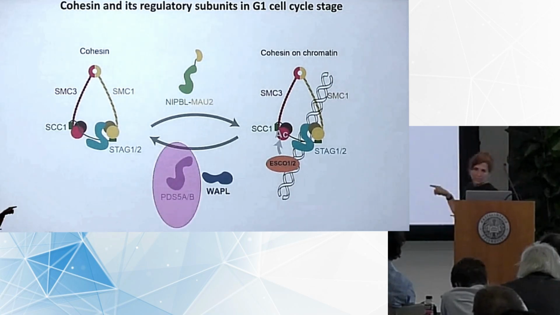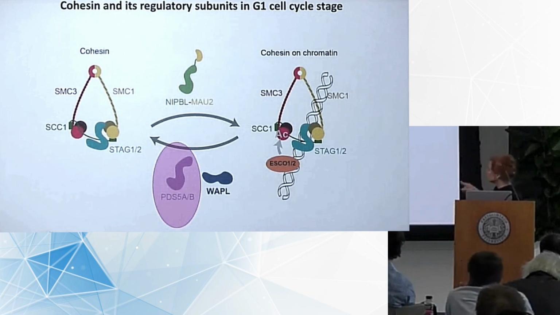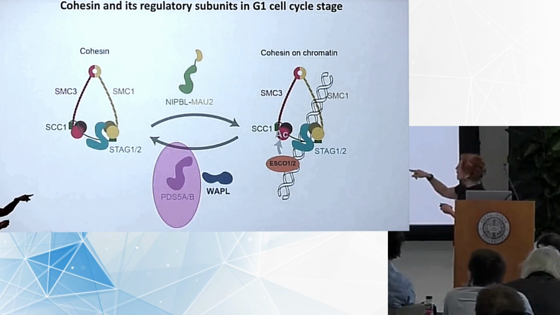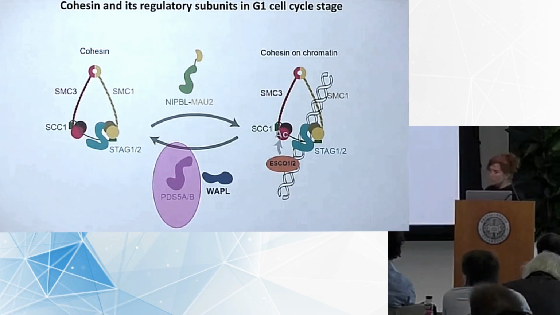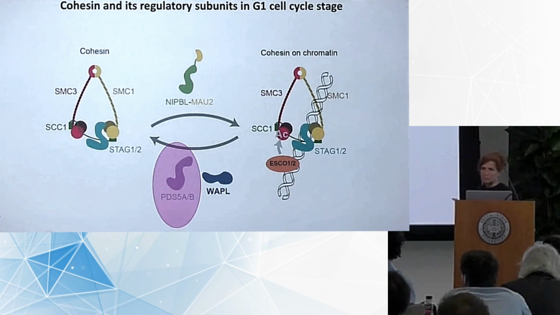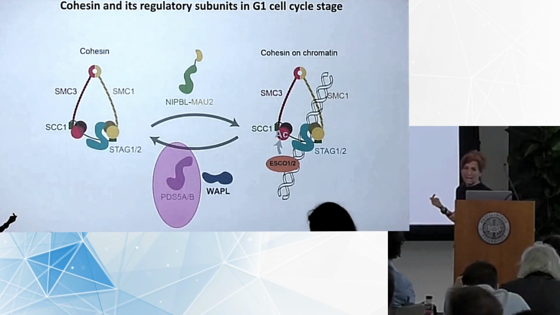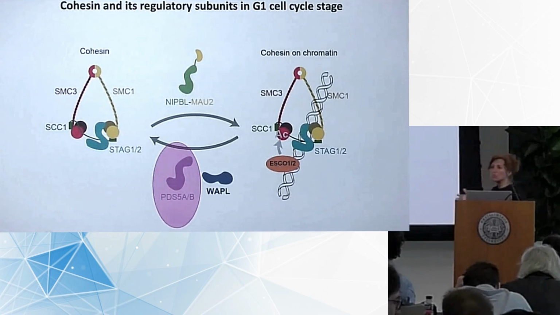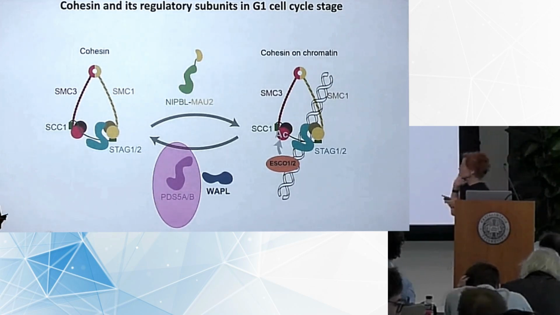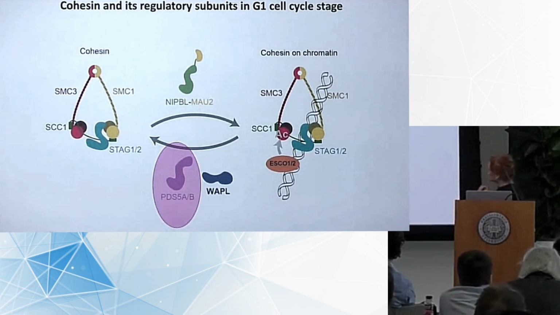I'm going to concentrate in this talk on PDS5 and show you the interplay between PDS5, NIPBL, WAPL, and acetylation. All these proteins have to be tightly regulated, because any perturbation of these regulatory proteins is also going to affect the genome organization, which is, as Job said, important for transcription, VDJ recombination, and so on.